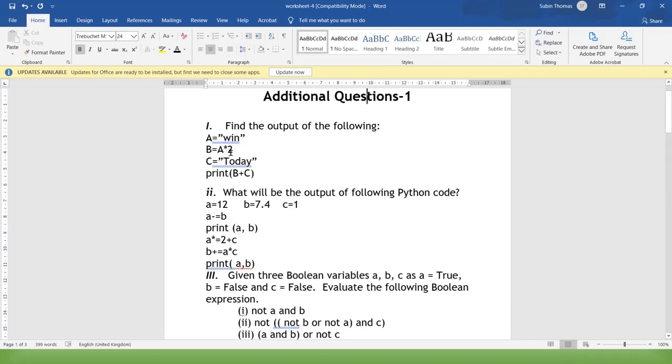You know what is this A into 2? A equal to win. Win is a string. String into 2, that is win into 2. So that means win, win. You will get the answer win, win inside the variable B. And this is print B plus C. B is win, win and C is today. So B, win, win and today is concatenated and you will get the answer win, win today. That is the first question.